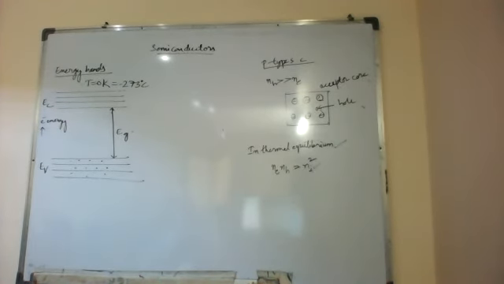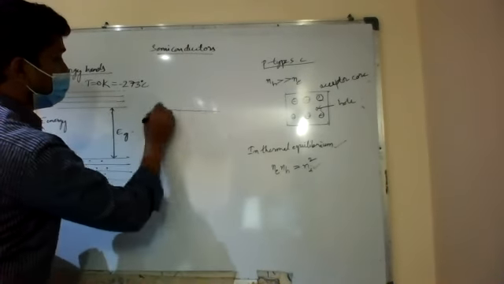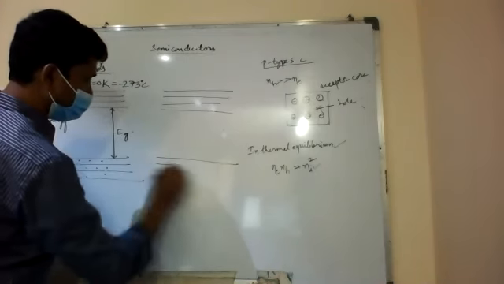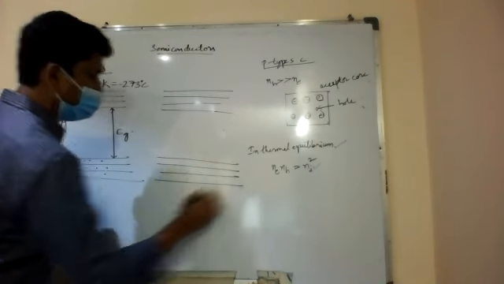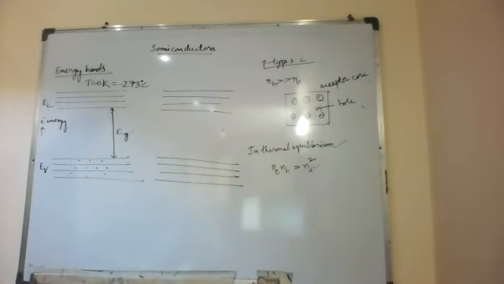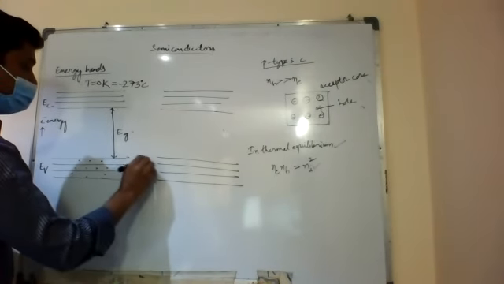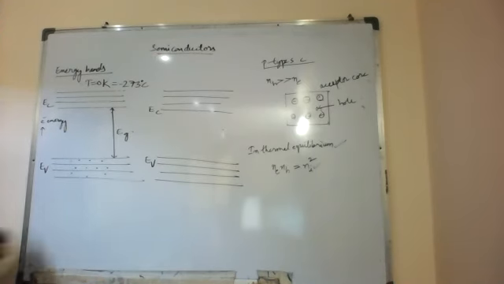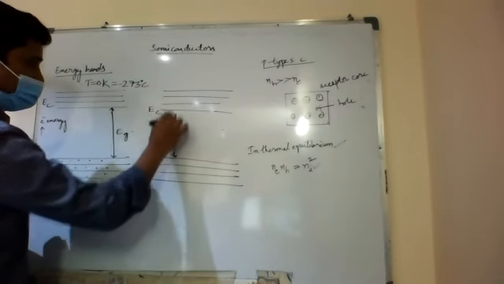Now what will happen is when T is greater than 0, when we just increase the energy, what will happen? This is EV and EC, same. This is EV and this is EC. So now what will happen? This is the energy gap.